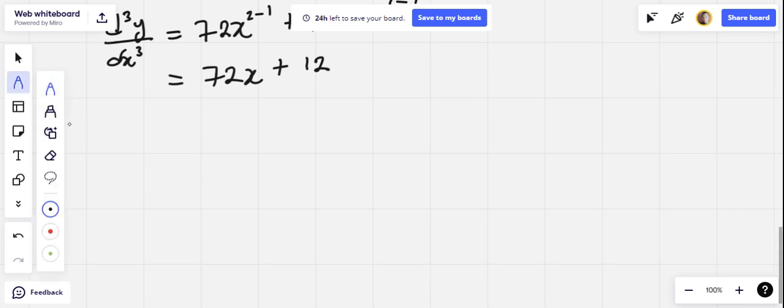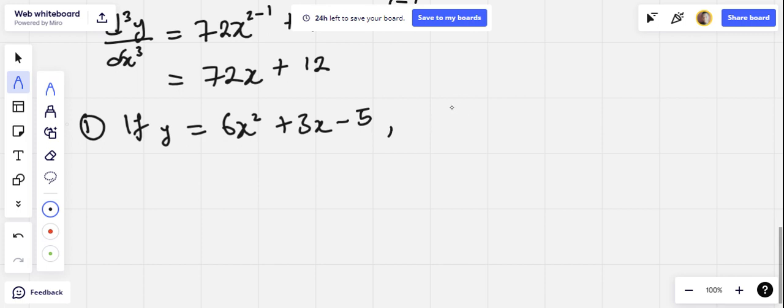So number one, if y equals 6x squared plus 3x minus 5, find dy dx.